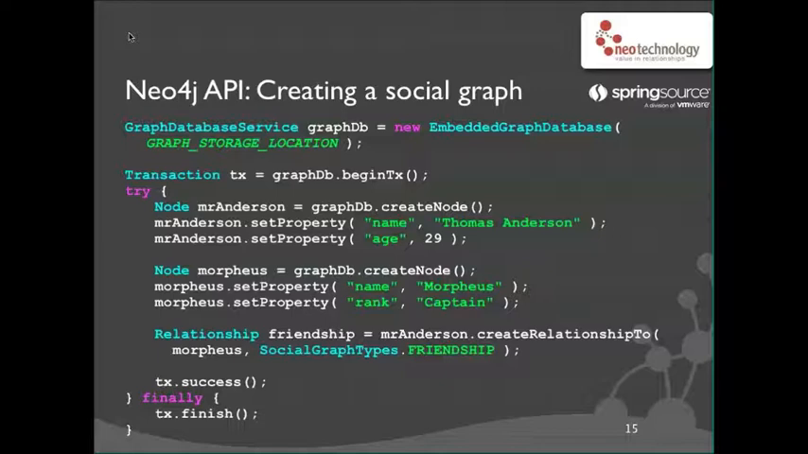And after we've created our two nodes, Mr. Anderson and Morpheus, we've added some properties to them. We create a friendship relationship by invoking the create relationship to method on the first node. So Mr. Anderson create relationship to Morpheus, and we pass in the relationship type. The relationship types are declared, well, you can declare them in several ways. But in this case, we've chosen to use an enum, social graph type series, the Java language enum, which gives you complete compile time safety. You can only pass in the relationship types that are valid.